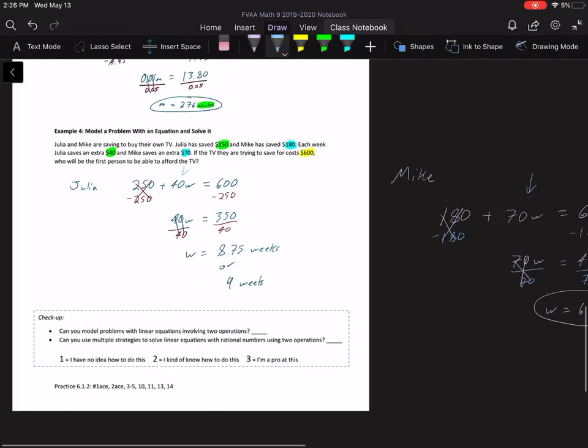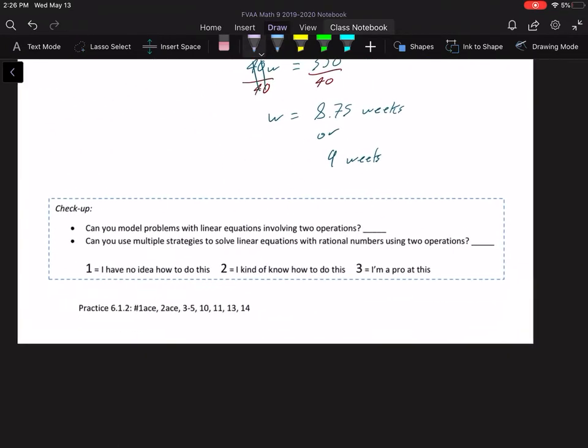All right, that is the notes for today. Hopefully these were helpful to you. Make sure to do the checkup here. Can you model a problem of linear equations involving two operations? These last two questions, hopefully you were able to do so. And then, can you use multiple strategies to solve these linear equations? So we looked at algebraically and also graphing, or those two strategies.